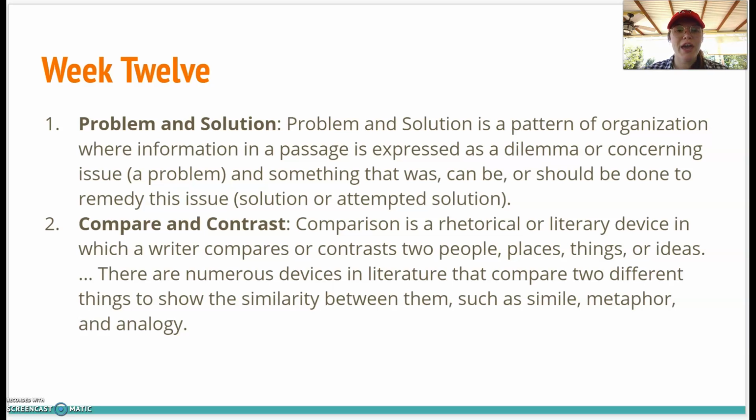And then we have problem and solution. Problem and solution is a pattern of organization where information in a passage is expressed as a dilemma or concerning issue, and something that was, can be, or should be done to remedy that issue. So we have a problem, and then an attempt to solve that problem.